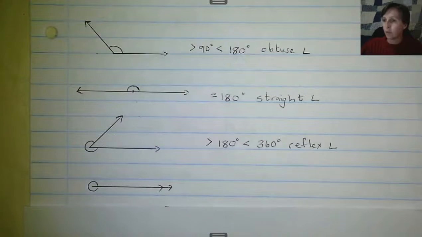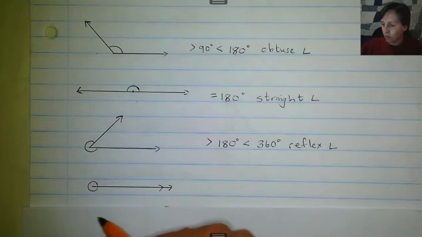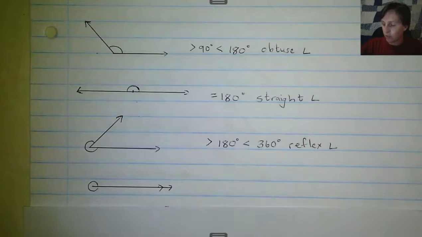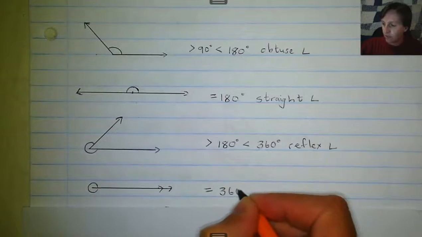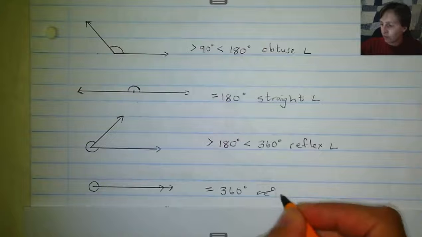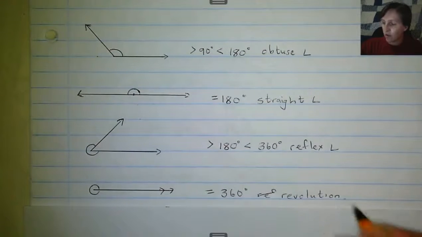And then the last angle we need to look at is we had one arm of our angle, and we took the other arm and we went all the way around, and now it's lying on top of the arm where it started. That is exactly equal to 360 degrees, and that angle we're going to call a revolution. Right, that is a revolution.